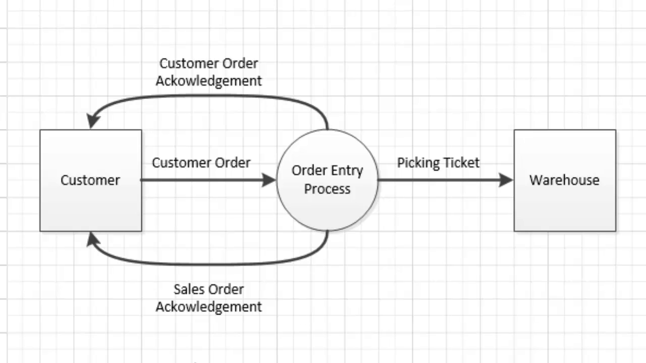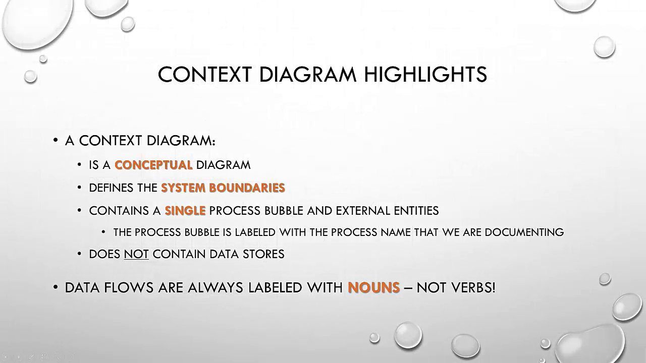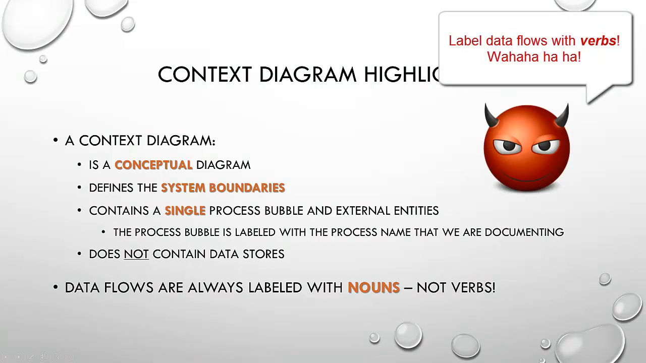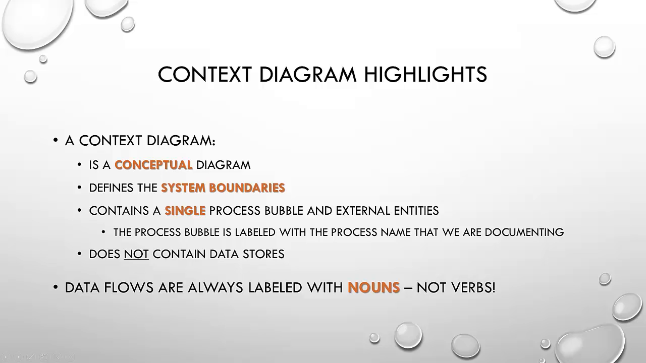Before we end, let's review some of the important points. First, a context diagram is a logical diagram, not a physical diagram. Its purpose is simply to define the system boundaries. So therefore, it contains a single process bubble and external entities. And that process bubble is labeled with the process we are documenting. In our case, it was the order entry process. Now, in general, with data flow diagrams, data flows in all of the diagrams are always labeled with nouns, not verbs. So if you can resist the temptation to label data flows with verbs and to put more than a single bubble on the context diagram, you are well on your way to mastering this step of systems documentation.